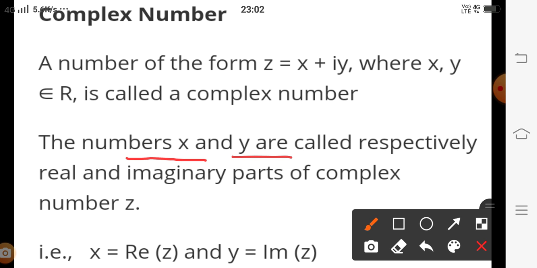The numbers x and y are called the real and imaginary parts. x we call the real part, and y, which is in multiplication with iota, we call the imaginary part.